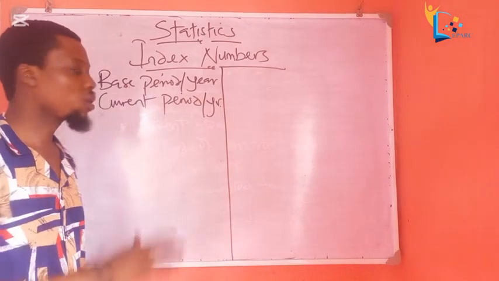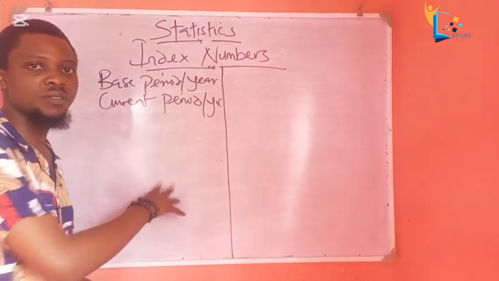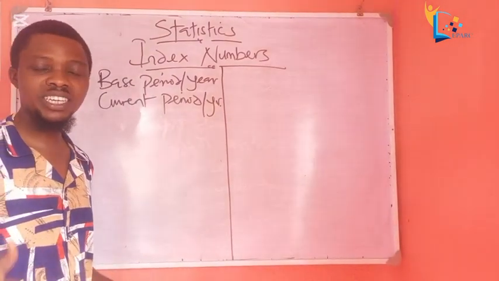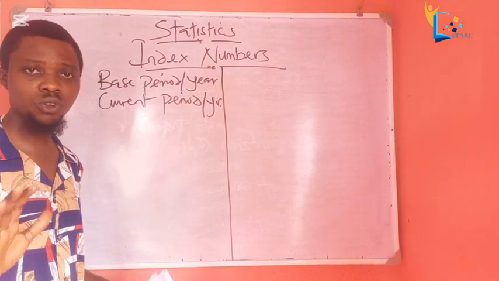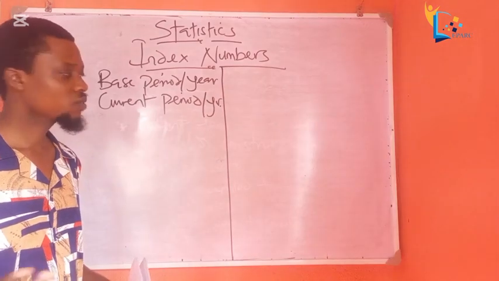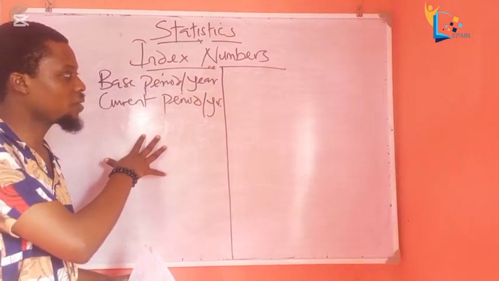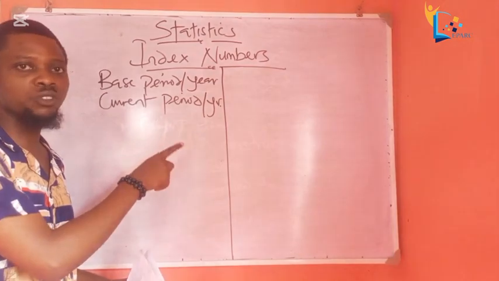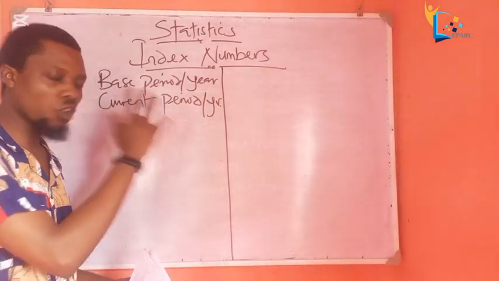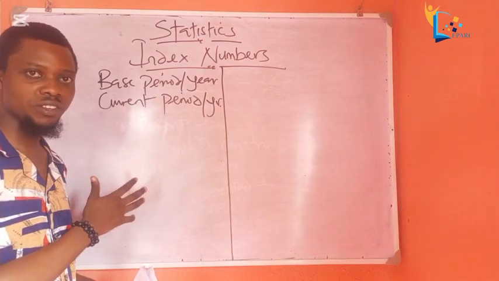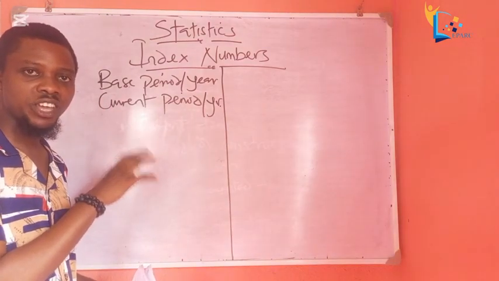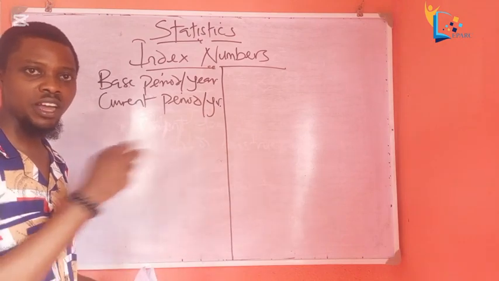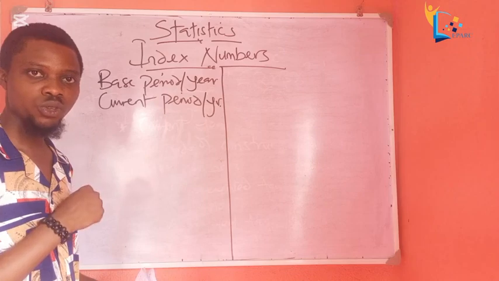Do we understand? So when we say current period or current year, it is the year in which the index is being calculated. It is also the year that is compared to the base year. Remember I told you the base year is the year of emphasis, the year to which other current periods are being compared. Are we together?